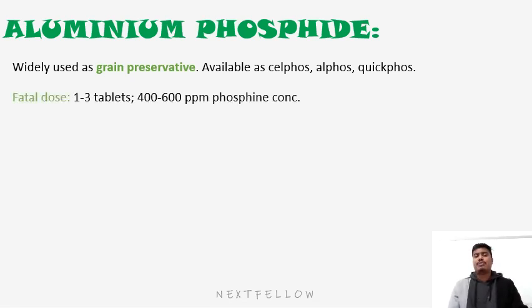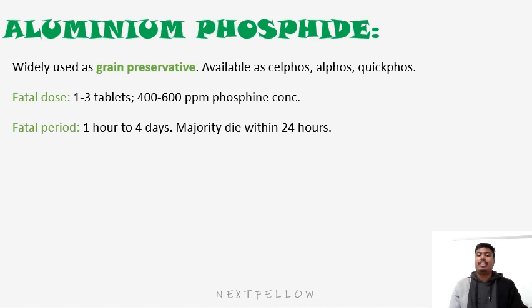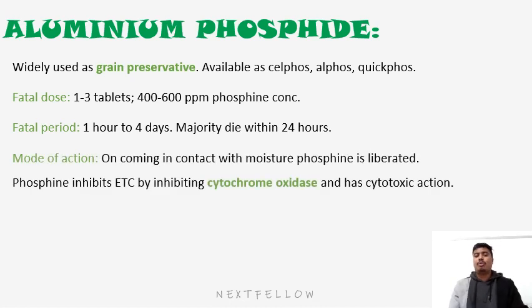Its fatal dose is 1 to 3 tablets, and if it is inhaled at 400 to 600 parts per million concentration, then it is fatal. The fatal period is 1 hour to 4 days, and the majority die within 24 hours. The mode of action of aluminum phosphide is that when it comes into contact with moisture, it liberates phosphine. This phosphine gas inhibits the electron transport chain by inhibiting the cytochrome oxidase enzyme. So it has a cytotoxic action.